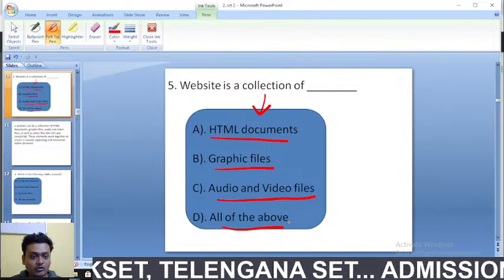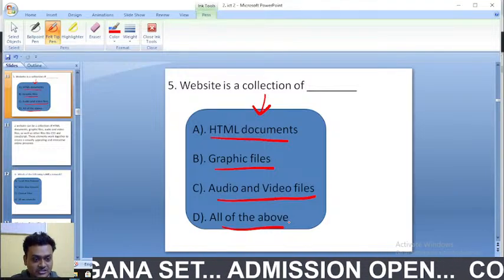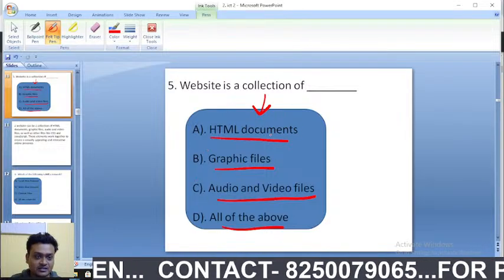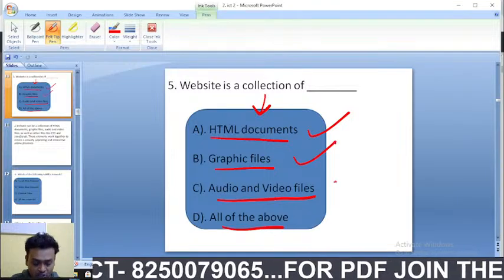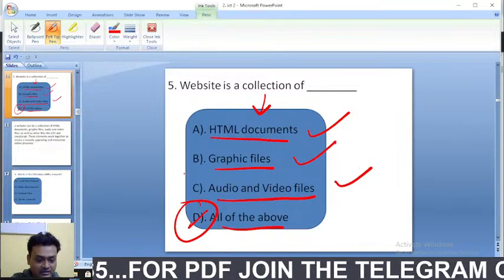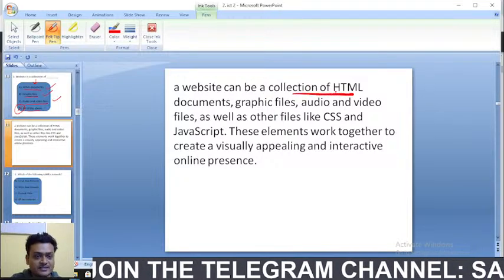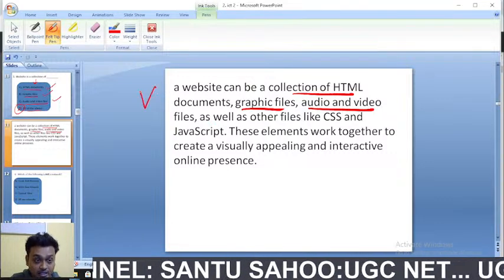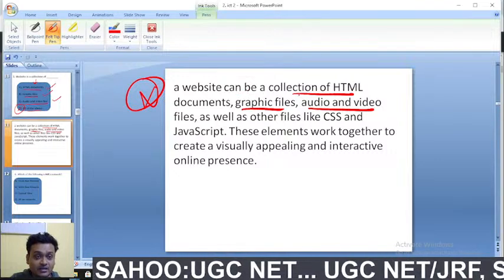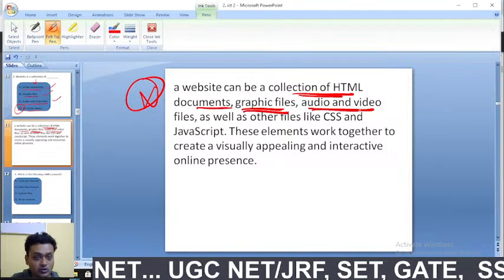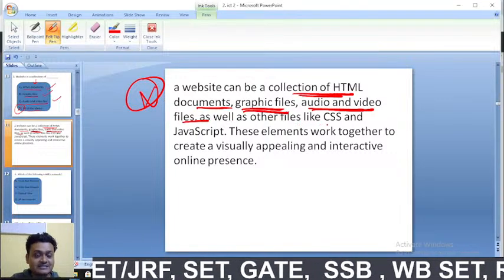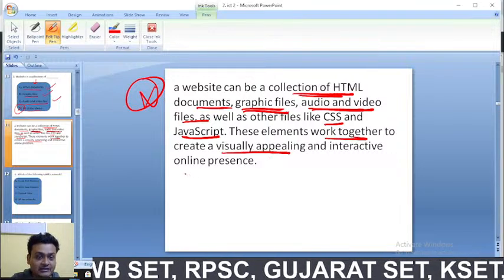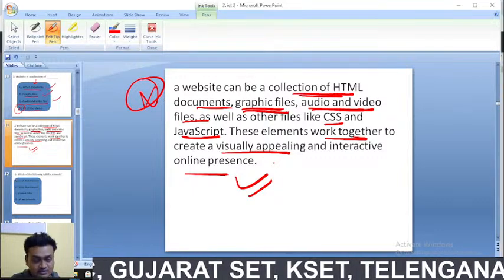Website is a collection of HTML documents, graphic files, audio and video files, all the above. It's HTML. Website is a collection of everything. Inside a website there can be HTML documents, graphic files, audio and video, everything. All of the above is the right answer. Exactly, Archana, it's all of the above. A website can be a collection of HTML documents, graphic files, audio and video files, as well as other files like CSS and JavaScript. These elements work together to create a visually appealing and interactive, eye-catching online presence, that is the website.